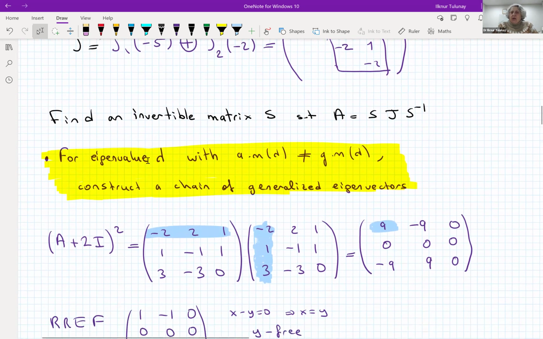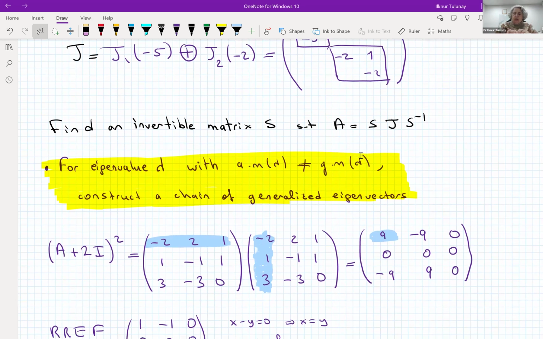For an eigenvalue lambda, if the algebraic multiplicity is different from the geometric multiplicity, then we need to construct a chain of generalized eigenvectors. It means that we need to talk about the generalized eigenspaces. What do I mean by that? For this one, we have a 2 by 2 block, which means that we need to look at the generalized eigenspace, which is the kernel of (A minus lambda I) squared.